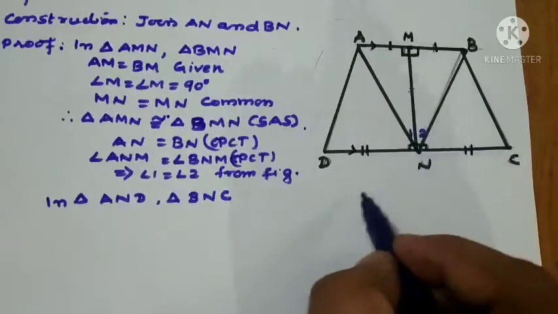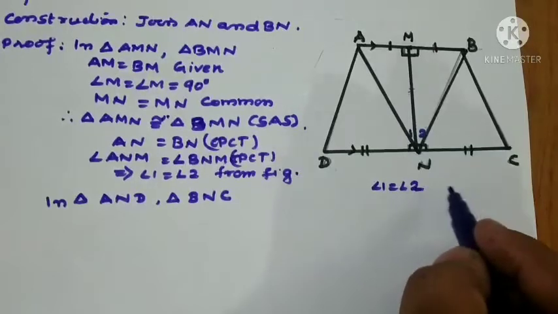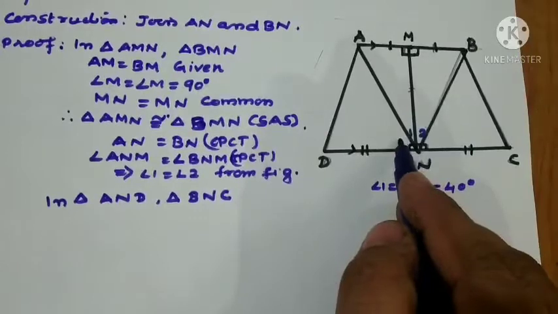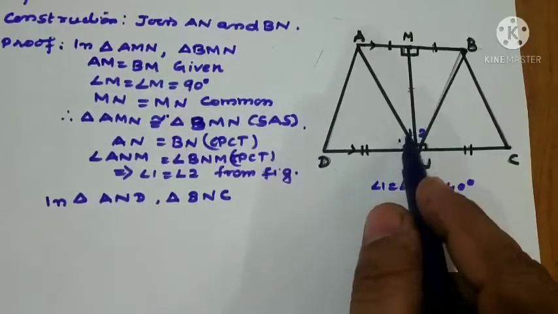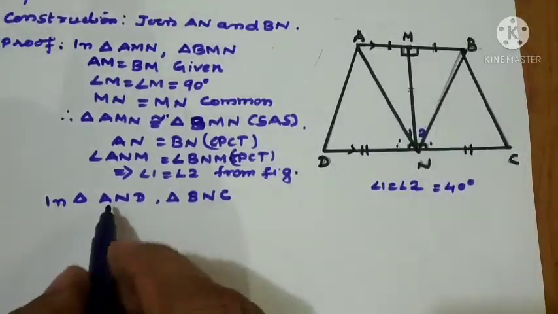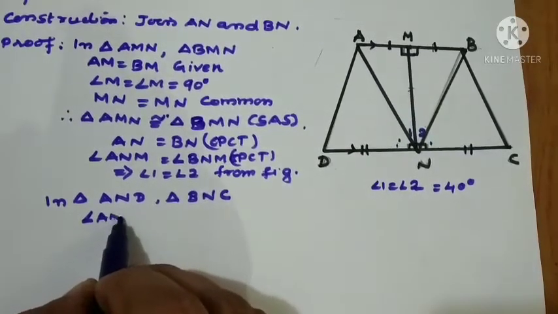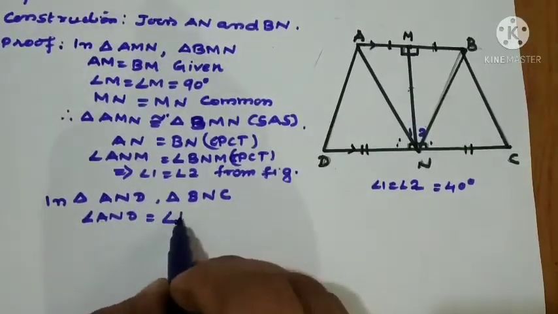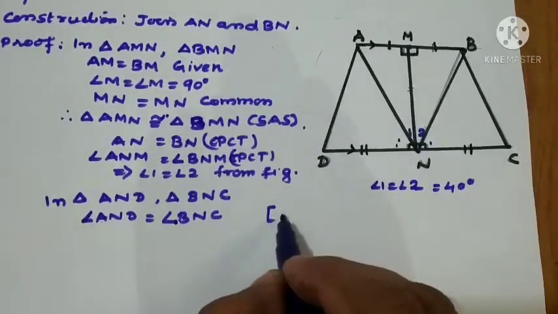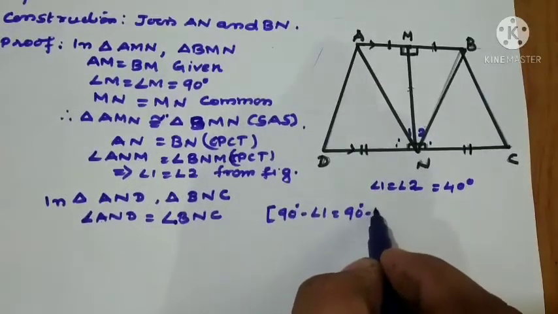For example, here we have written that angle 1 equals angle 2. Suppose we take angle 1 and 2 equal to 40 degrees. Then what is the remaining angle? The remaining angle will be 90 minus 40, it is 50. Here also 50 only. So that is why we can write that angle AND equals angle BNC. The reason is 90 minus angle 1 equals 90 minus angle 2.